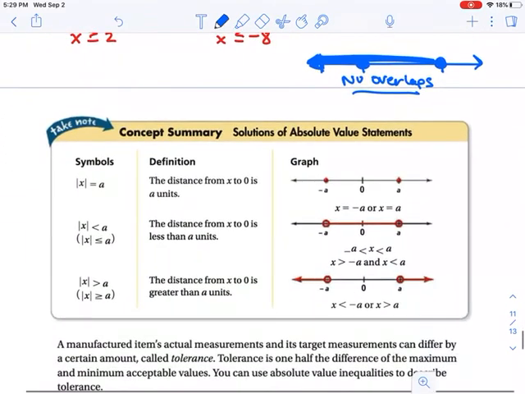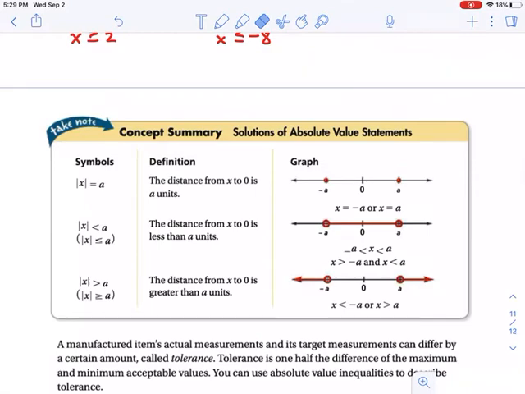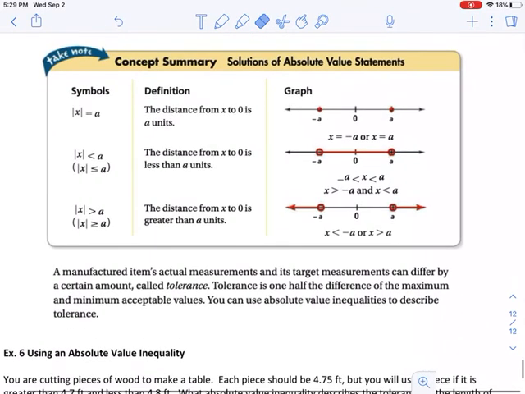All right, so our summary. I'm going to erase that because you don't necessarily need that. That was just a hey, by the way. All right, so our concept summary tells us our solutions of absolute value statements.